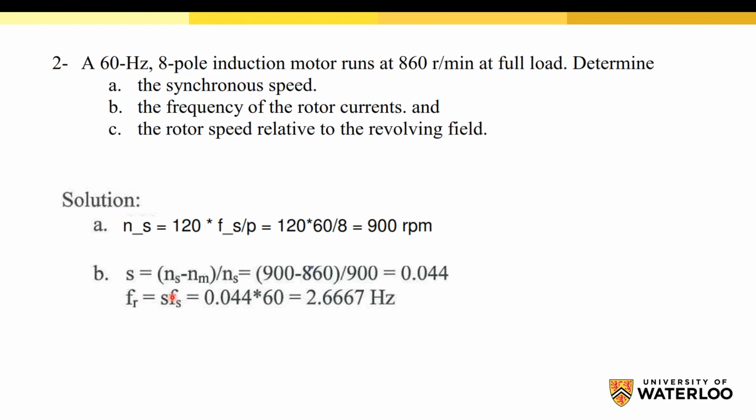Finally, for part C, we need to calculate the rotor speed relative to the revolving field. Now the field is rotating at a speed equal to ns, and the rotor itself rotates at the motor speed, which is nm. So the relative speed will be ns minus nm, which will be 40 rpm. So that was the answer of this question.